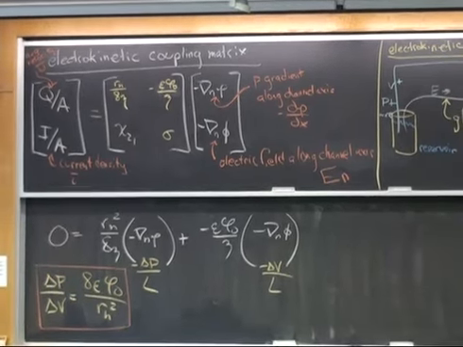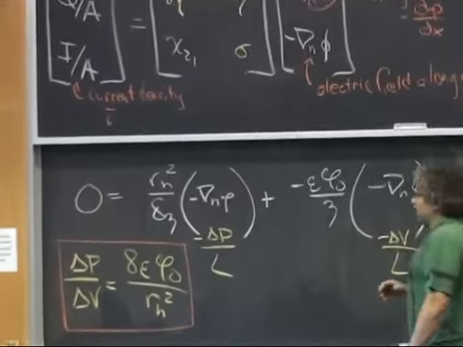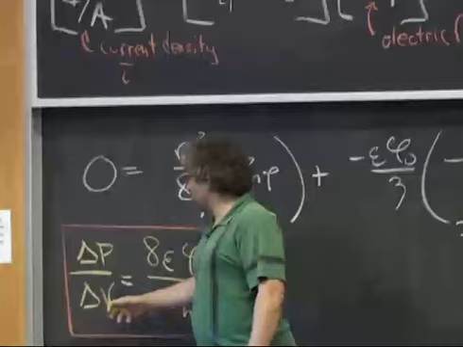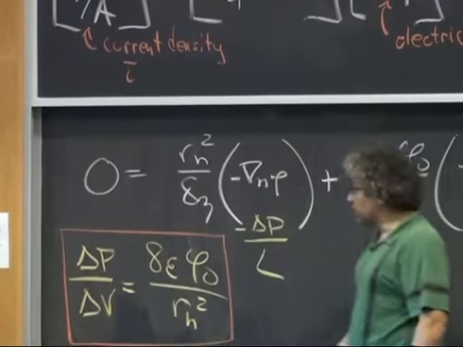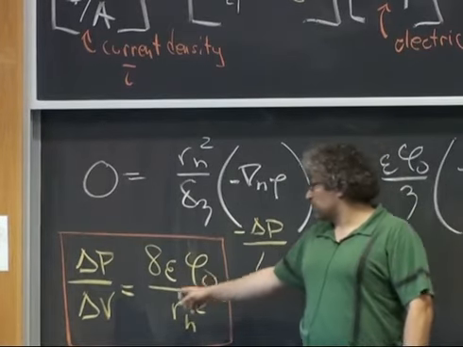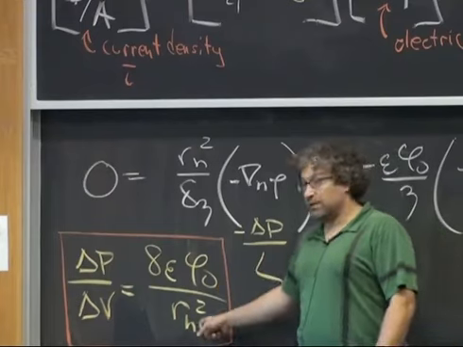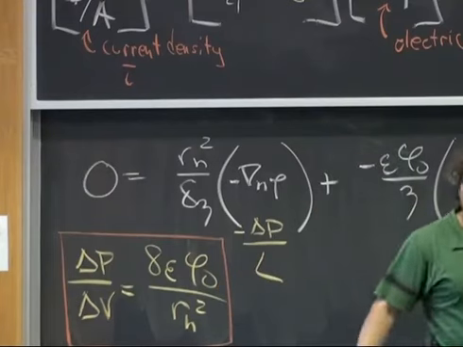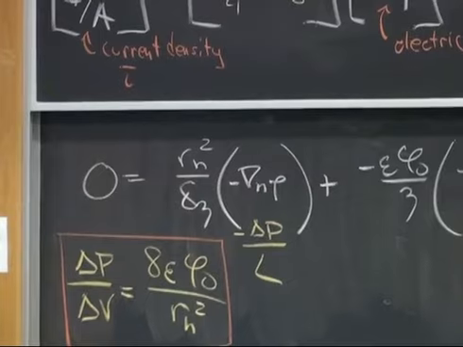And so this says, if I apply voltage to a system and I want to say, well, what's the multiplicative factor that tells me how much pressure I get per volt I apply, it's just given by this. It's proportional to the electrical permittivity of the fluid, proportional to phi naught, inversely proportional to the hydraulic radius. Why is the viscosity not there? Viscosity affects flow. Why doesn't viscosity affect this?